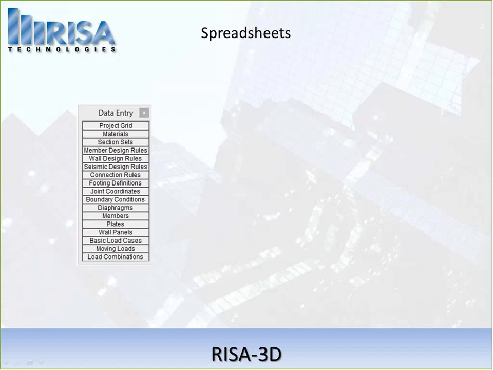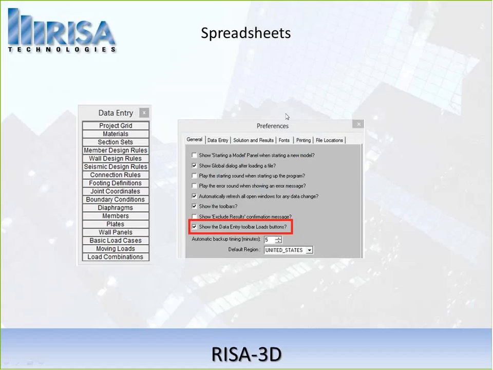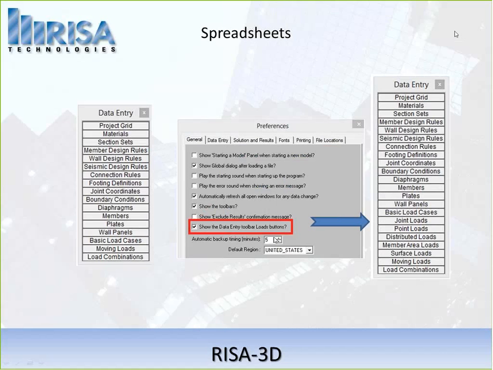About a couple years ago, it was more expanded, and we kind of ran out of room and decided to take it out, but some folks wanted it back. So what we've got in there is a preference. If you go inside of RISA, there's a tools preference, and you can see that it tells you, show the data entry toolbar loads buttons. So we used to have some other loads in there, and if you click on this and check that box, you'll get those joint loads, point loads, distributed loads, member area loads, surface loads. All of those are going to be added back to the data entry toolbar.